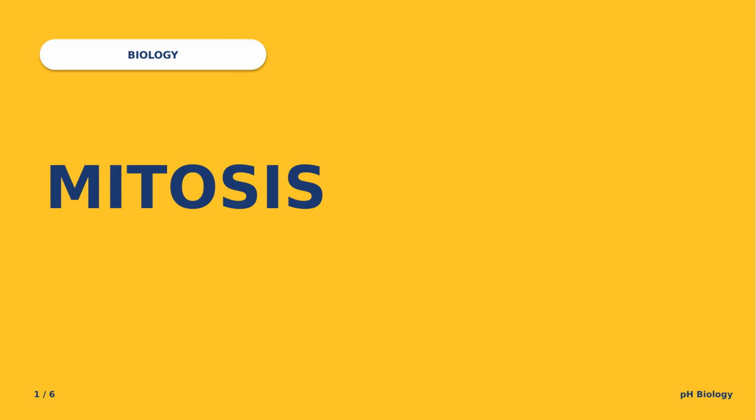Today's explainer is mitosis, one cell dividing into two genetically identical daughter cells. By the end of this video, you'll know the 4 stages, why the daughter cells are identical, and exactly when mitosis happens in your body.